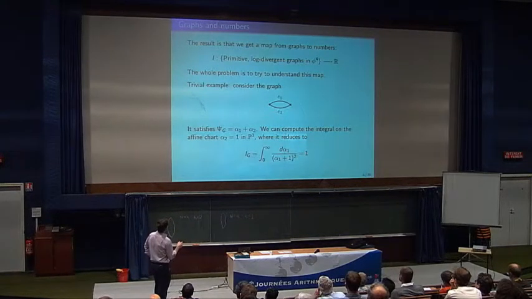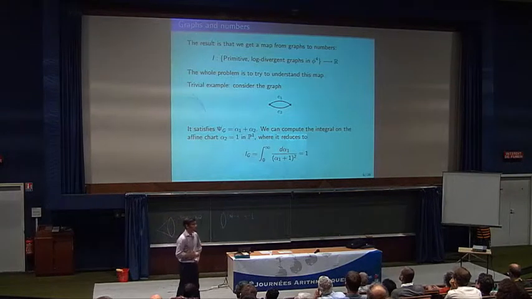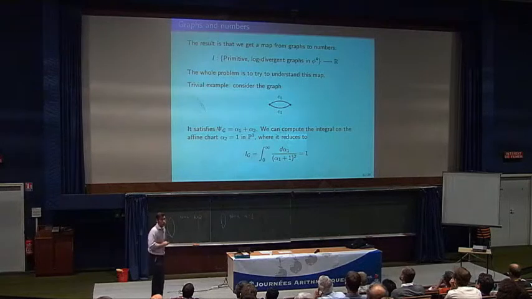So the upshot is that we get a very concrete map from primitive log-divergent graphs in phi^4 theory to positive real numbers. And the whole game is to try to understand what these numbers are.